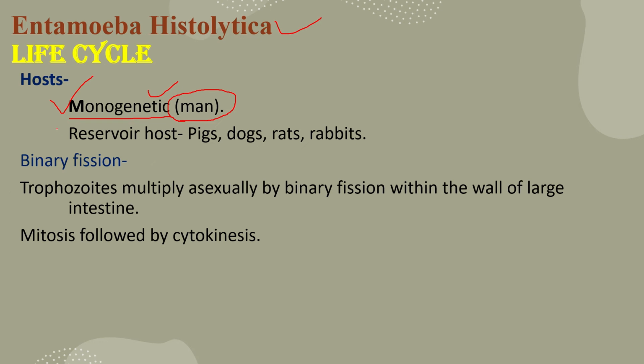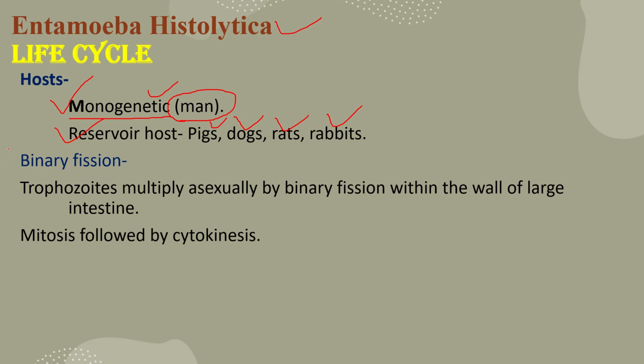But there are also some reservoir hosts like pigs, dogs, rats, or rabbits. This organism is also found in the bodies of pigs, dogs, rats, and rabbits, and these are considered the reservoir hosts of this organism. When we see the life history of this organism, it follows a two-way life cycle.